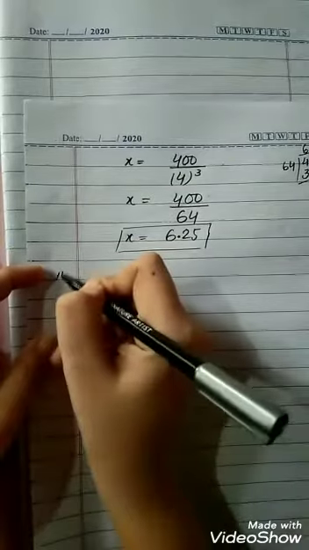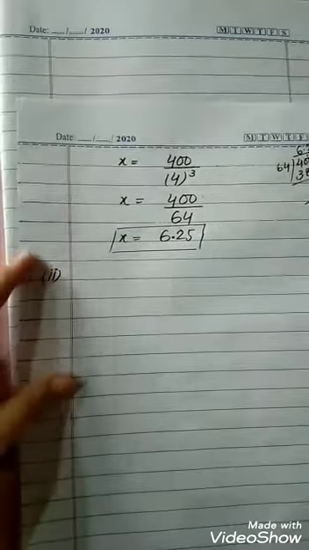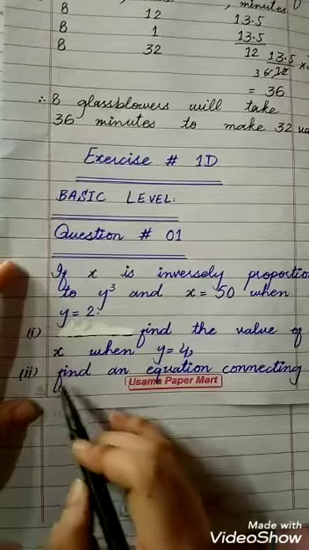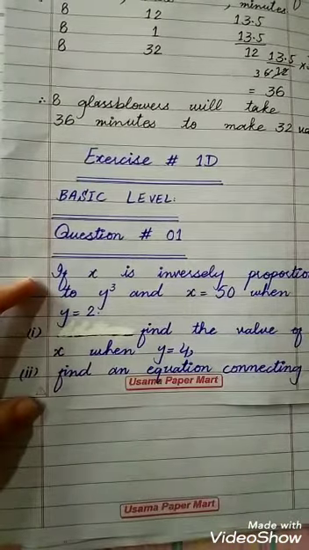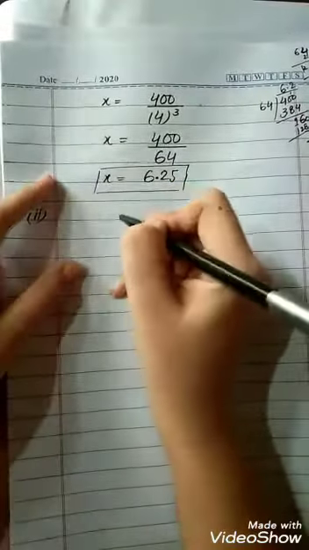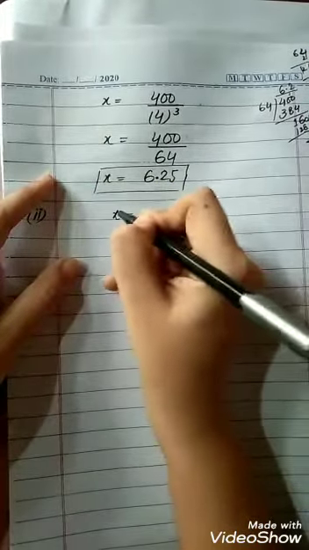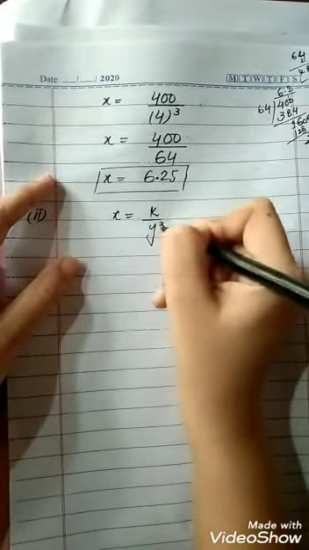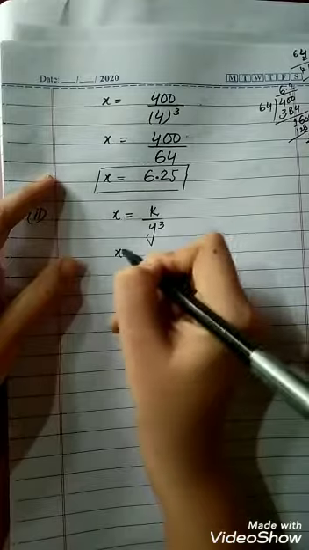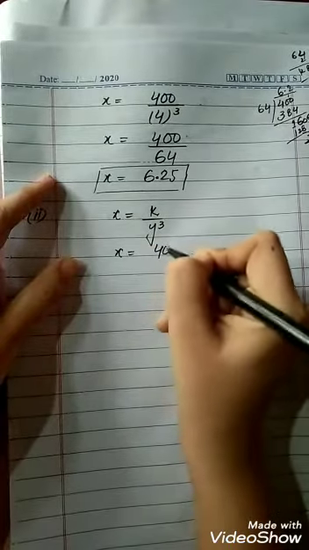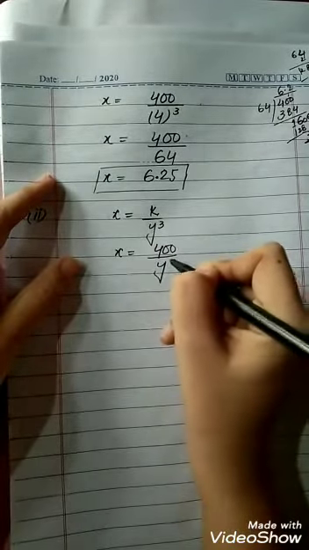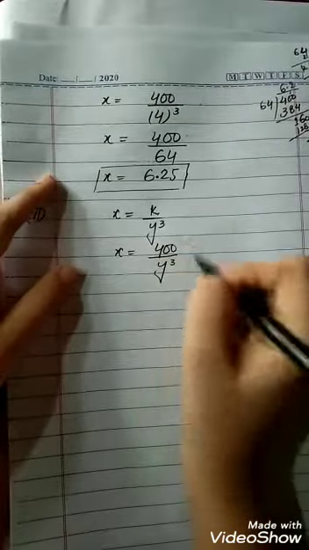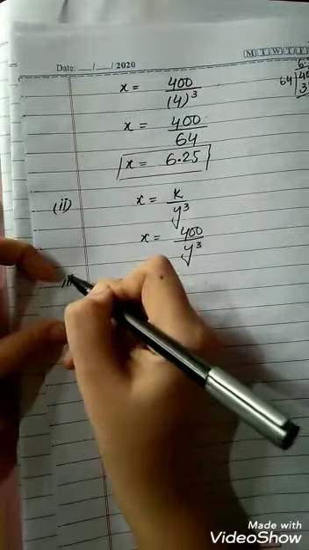Now in part 2, what is part 2? Part 2 is find an equation connecting x and y. So students, we will find this part by placing the values in this equation. x is equal to k by y cube, and the k value is 400, so x is equal to 400 by y cube. That is the equation connecting x and y. Now move towards part 3.